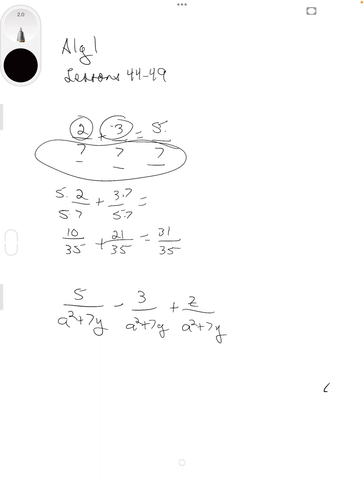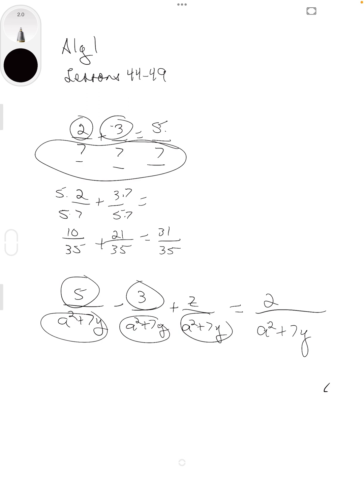First thing you say is, can I do that? And the answer is, of course you can do that. The denominators are all the same. So whatever my answer is going to be, it's going to be a squared plus 7y. And then I just add the tops. Well, what's 5 minus 3? Well, that's 2, plus z. And that's the answer. That's as good as it gets. So you must have the same denominator to add fractions, just simply across the top.